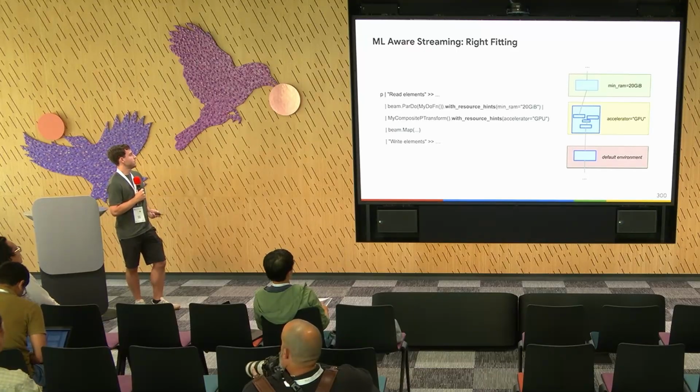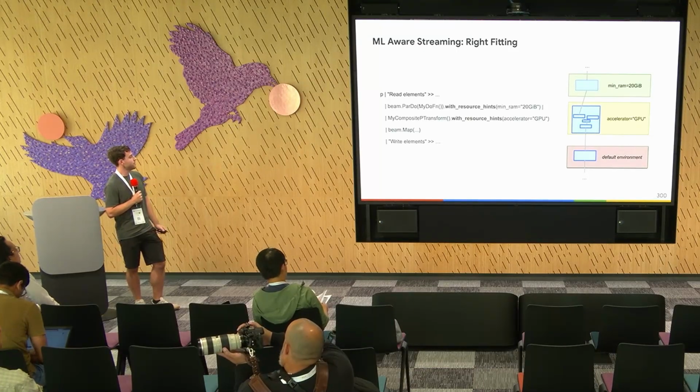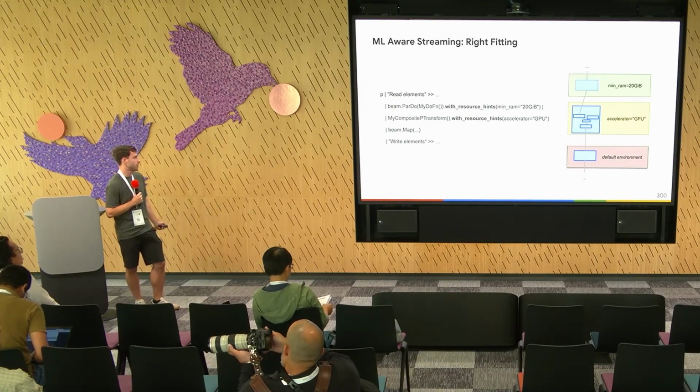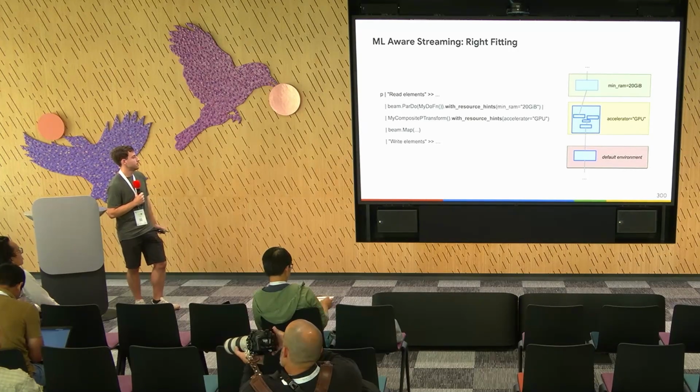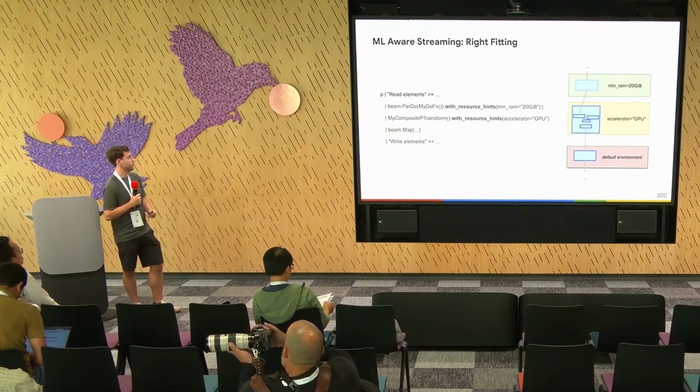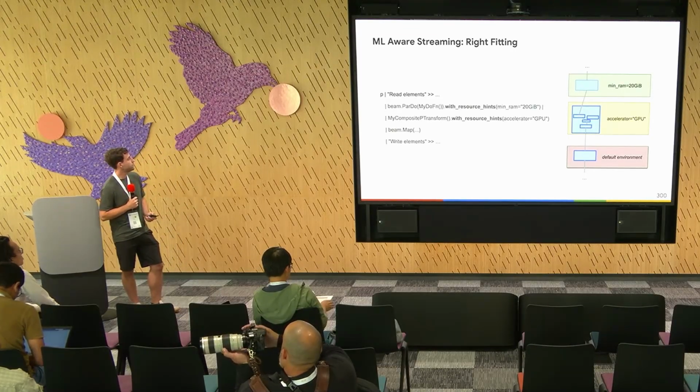And finally, ML-aware streaming is right fitting. Before, this was only supported in batch. So with streaming, you can now add resource hints for the minimum RAM and the accelerator. So you can use GPU for your ML workloads.